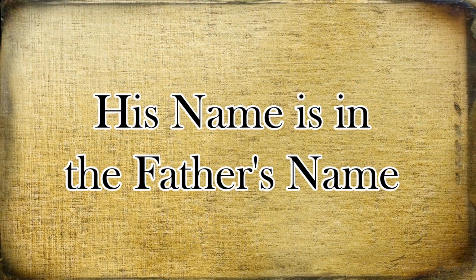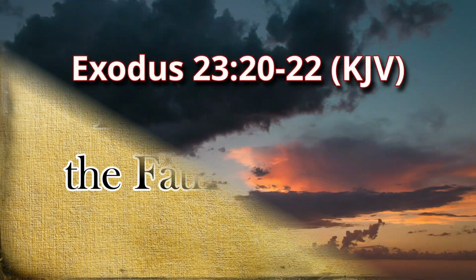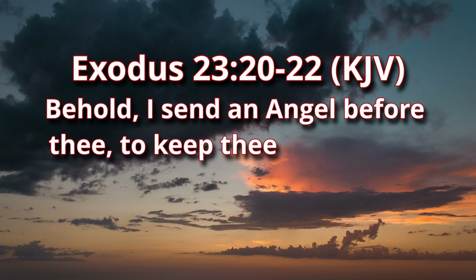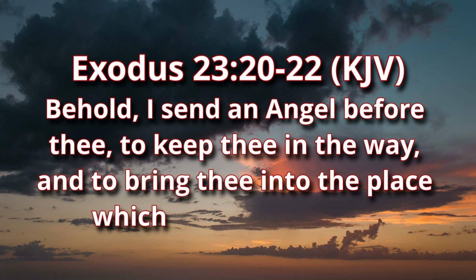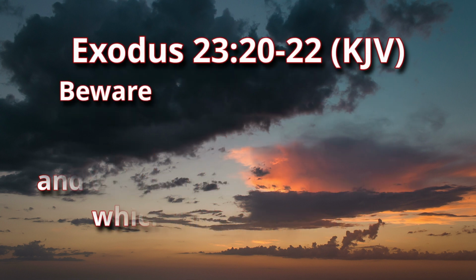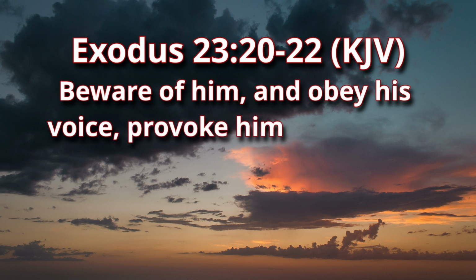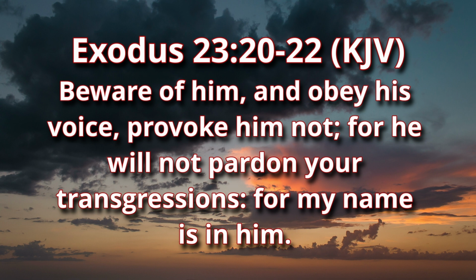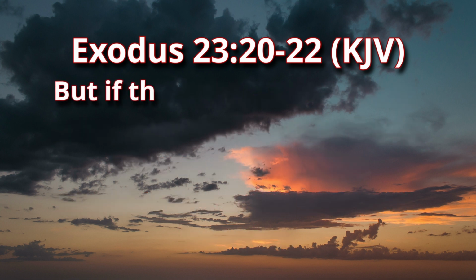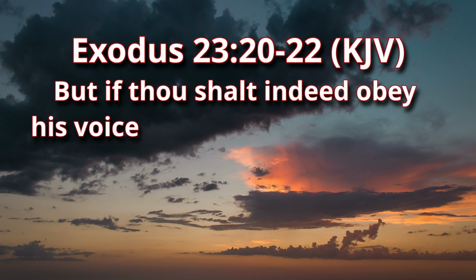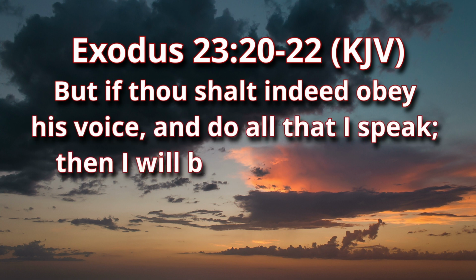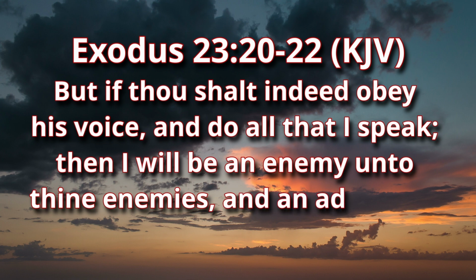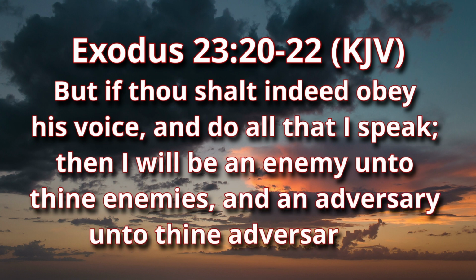Yahushua's name in the Father's name. Exodus chapter 23, verses 20 through 22, King James Version. Behold, I send an angel before thee to keep thee in the way, and to bring thee into the place which I have prepared. Beware of him, obey his voice, provoke him not, for he will not pardon your transgressions, for my name is in him. But if thou shalt indeed obey his voice, and do all that I speak, then I will be an enemy unto thine enemies, and an adversary unto thine adversaries.